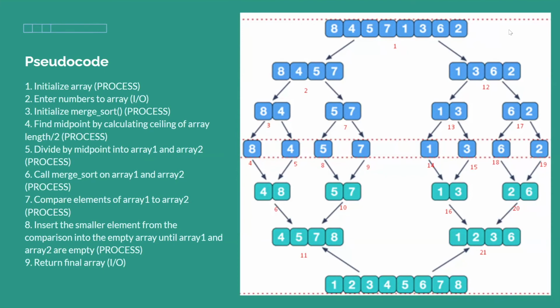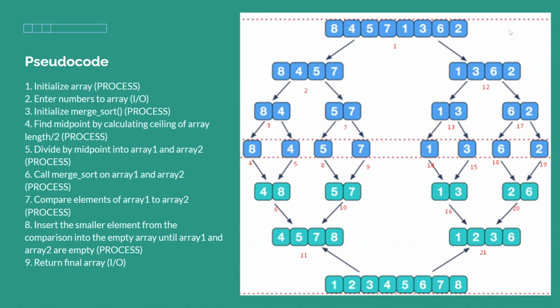To begin executing the algorithm, we must first initialize the array and enter numbers into that array. Then we initialize the merge sort function. And next we find the midpoint of the array by dividing the array length by 2. And then we round it up with the ceiling function. Next, we divide the array by the midpoint into 2 halves, array 1 and array 2. We then call merge sort on array 1 and array 2.